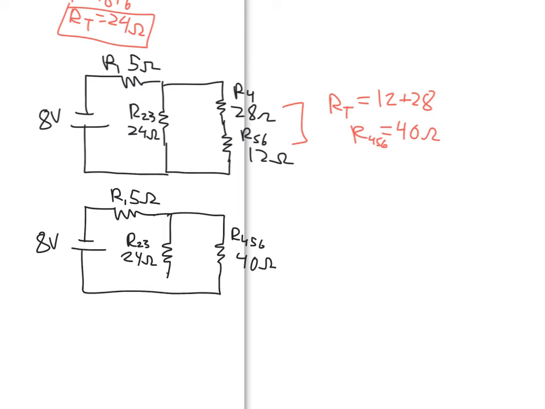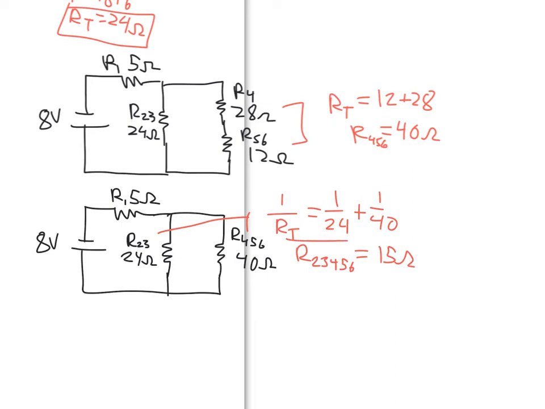And I want to now find my next simple combination here. So I'm going to take R23 and R456 and combine them. So 1 over RT is going to be 1 over 24 plus 1 over 40. And when I combine those, I end up getting that 2, 3, 4, 5, 6 combines to be 15 ohms here.